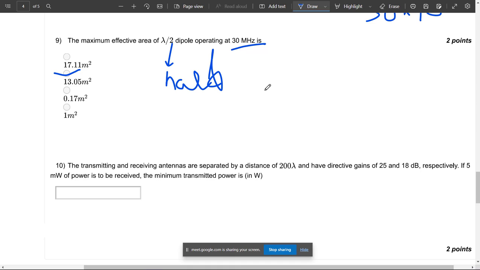Effective power means the ratio of average power received by the load to the time average power density, ma'am. No, I'm asking about effective area. In practical terms, what does effective area mean, and what is the actual area of an antenna? This is what I'm asking. Try.